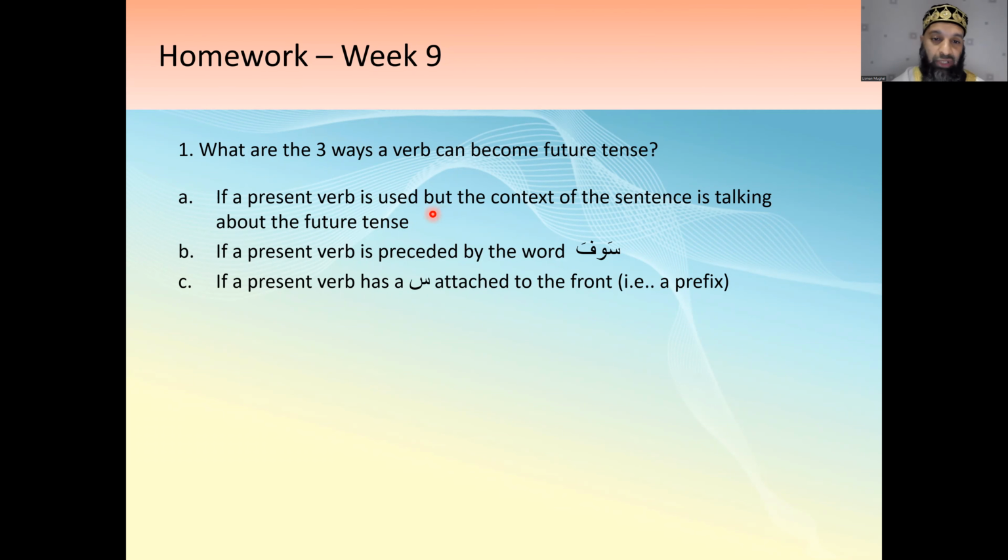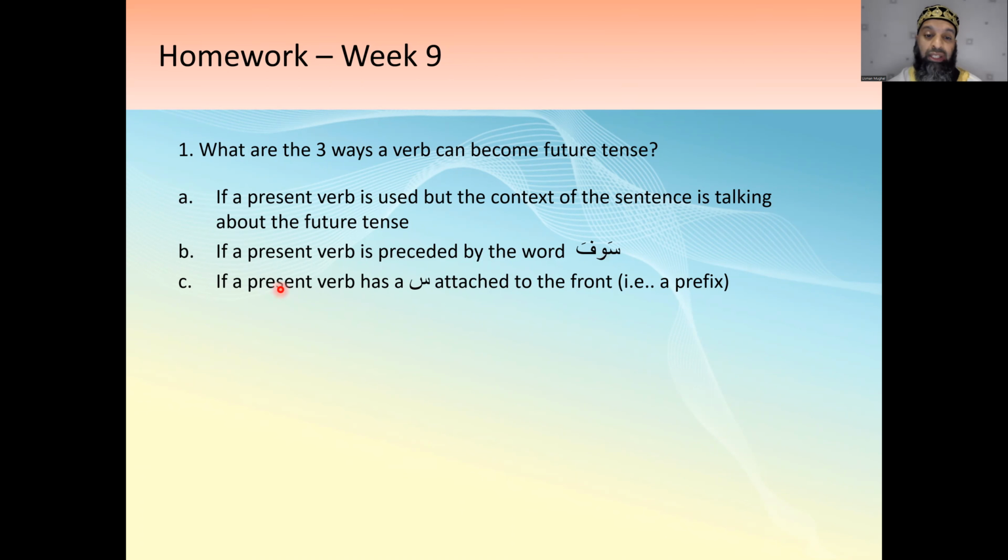So a present tense verb, when used in a sentence in which the context is the future, then that actual present tense verb is now future tense, right? We mentioned that the present tense verb is used for present and future. So these are the things that make it future. B, if the word sawfa comes before the present tense verb, then it becomes future tense. So sawfa ta'lamun means you will all know. Ta'lamun means you all know. Sawfa ta'lamun, you all will know.